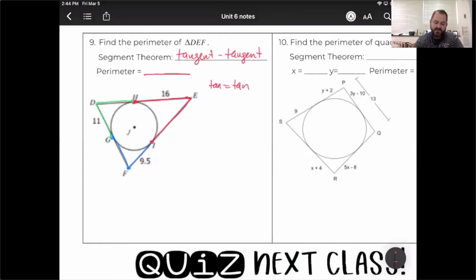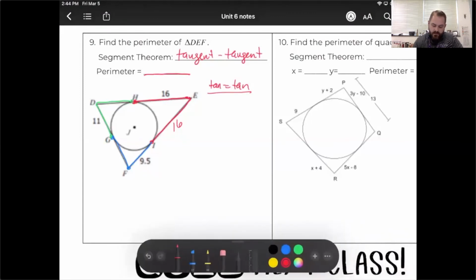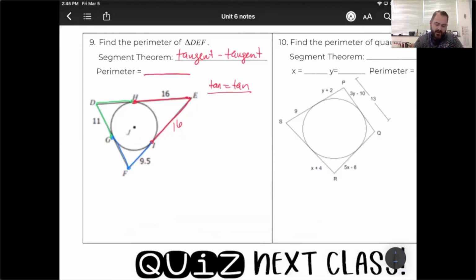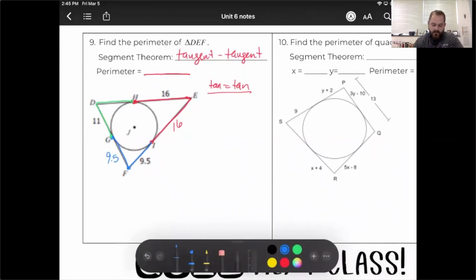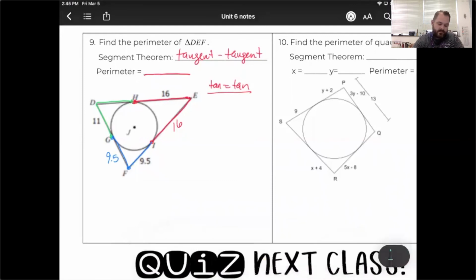So if HE is 16, IE is also 16 because tangent equals tangent. If GF and IF are the same, that means GF is also 9.5. And then DG and DH are the same, so DH is also 11. Okay, now I have enough to find the perimeter of the triangle.